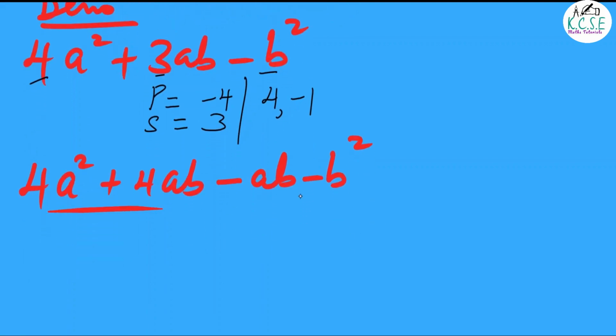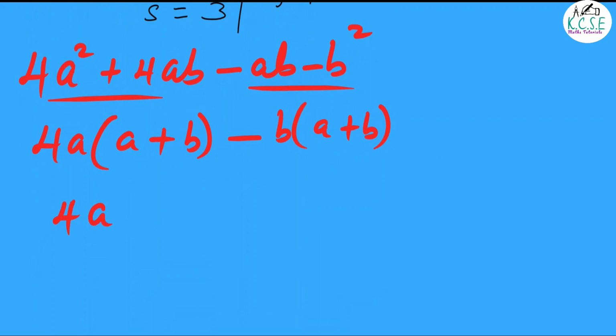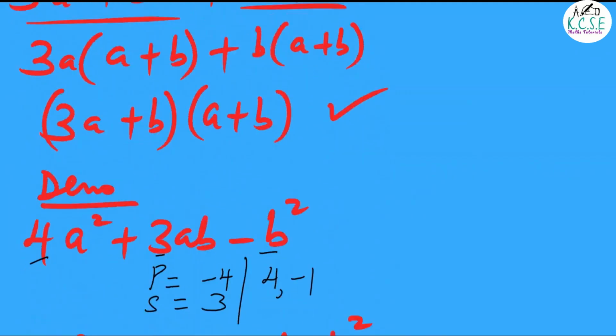We factorize, look at these two. What is common between 4a squared and 4ab? 4a is common, so therefore we have 4a(a plus b). Then between ab and minus b squared, minus b is common, so we shall have minus b(a plus b). This gives (4a minus b) multiplied by (a plus b). So this is the denominator and this is the numerator.